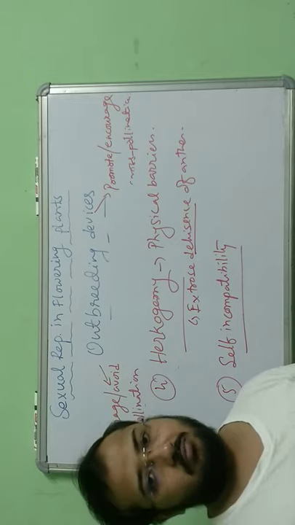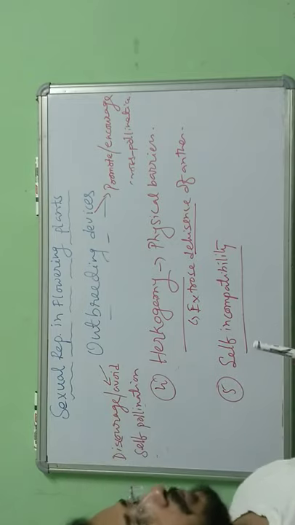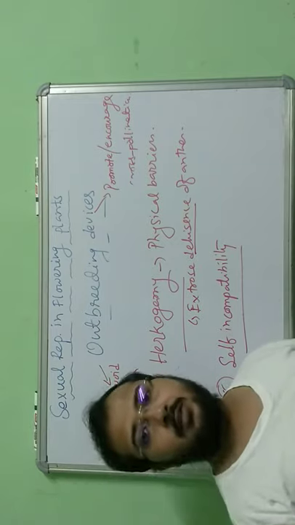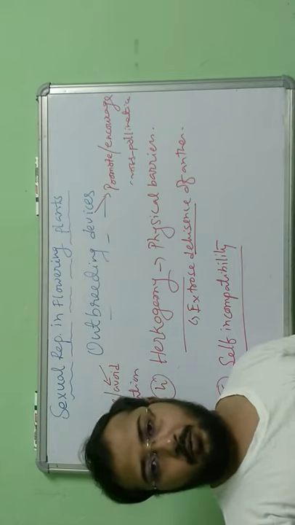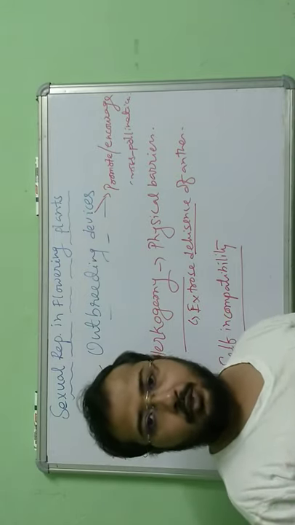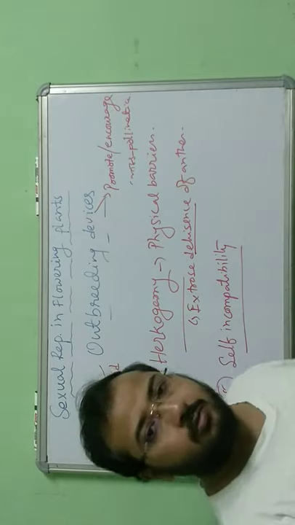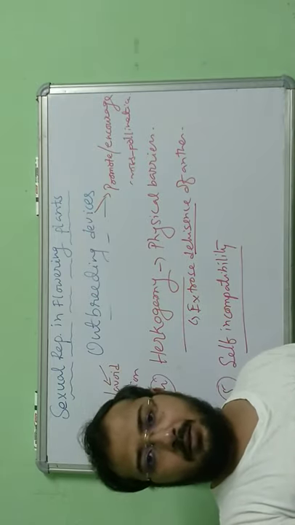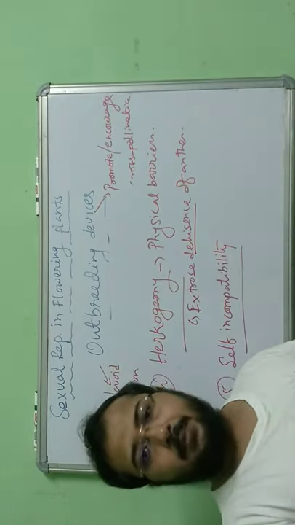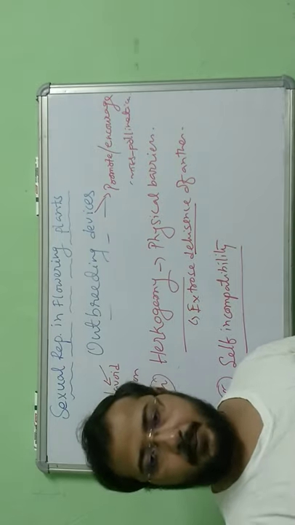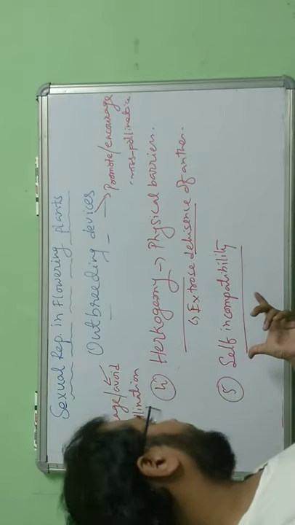So there is an incompatible pollen grain, you can say. In this case, any compatible pollen grain, if it lands on the stigma, pollen germination will take place, the tube will be formed and everything will happen. But as its own pollen grain is incompatible, it is not compatible enough to germinate on the stigma. Okay, that is self-incompatibility.